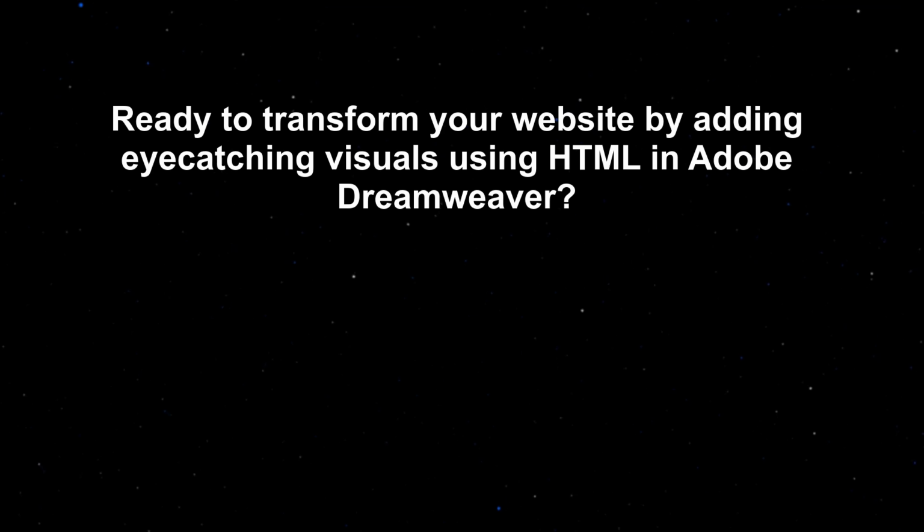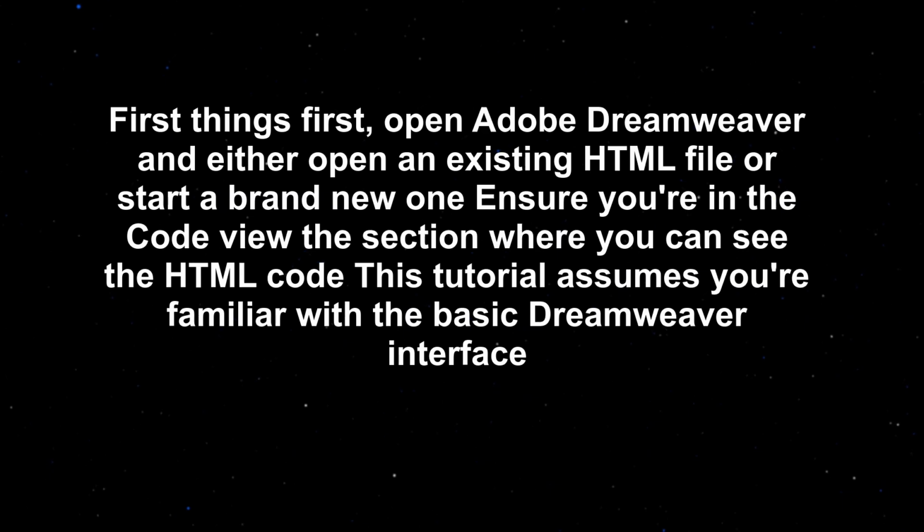Ready to transform your website by adding eye-catching visuals using HTML in Adobe Dreamweaver? First things first, open Adobe Dreamweaver and either open an existing HTML file or start a brand new one. Ensure you're in the code view, the section where you can see the HTML code. This tutorial assumes you're familiar with the basic Dreamweaver interface.